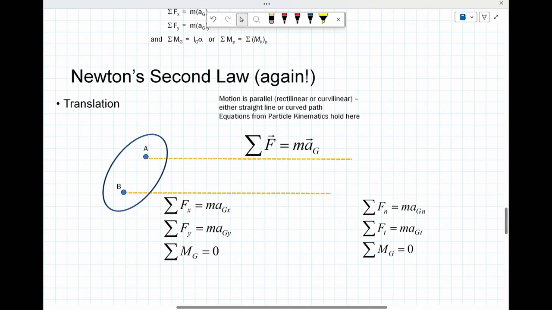Things get a little bit more interesting when you start to look at all of the same motions we had before. Now, motion is parallel, rectilinear, or curvilinear. These are straight line or curved path. Equations from particle kinematics still hold. And sum of forces in x is mass times acceleration gx, sum of forces in y, mass times acceleration gy, sum of moments about g equals 0. Now, you could also go normal and tangential and solve all the same thing.